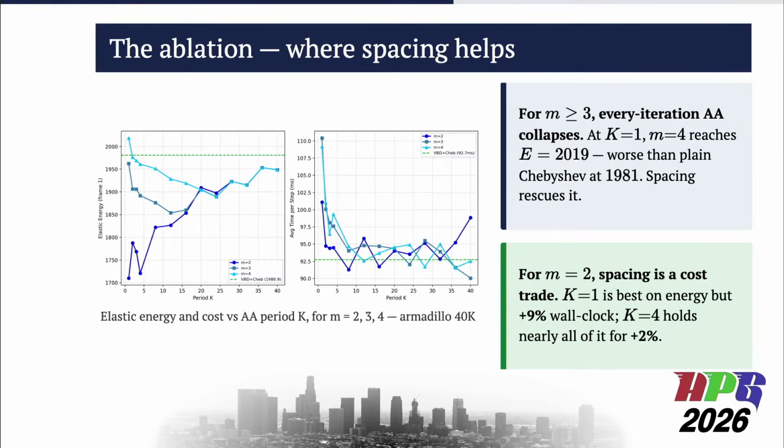And we did some ablation of K and M. Here we have M equals 2, 3, 4, and K from 1 to 40. We found that if we fire Anderson steps very frequently, the average step time will be much higher than the Chebyshev reference. And just by this ablation study, we chose M equals 2 and K equals 16 by default.